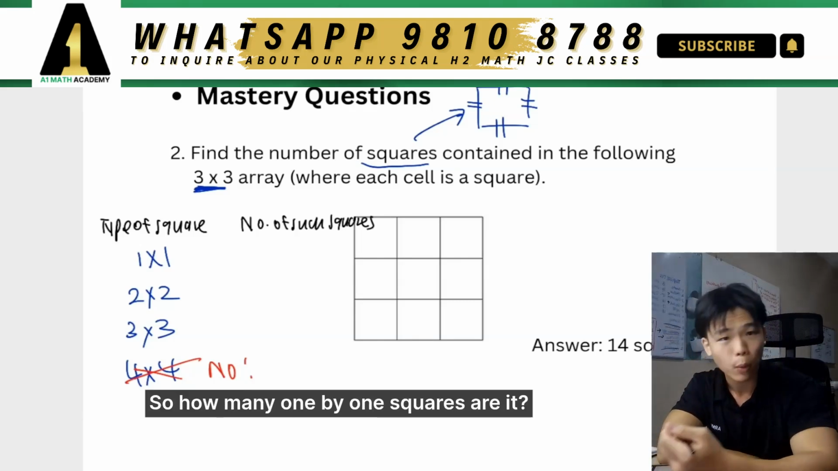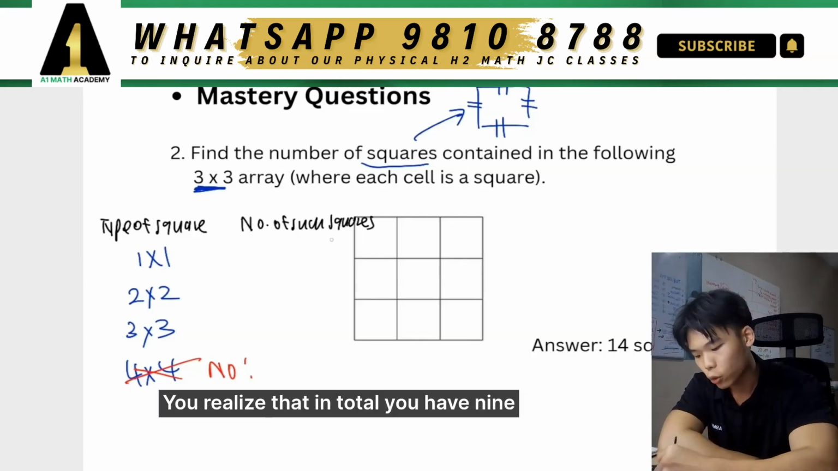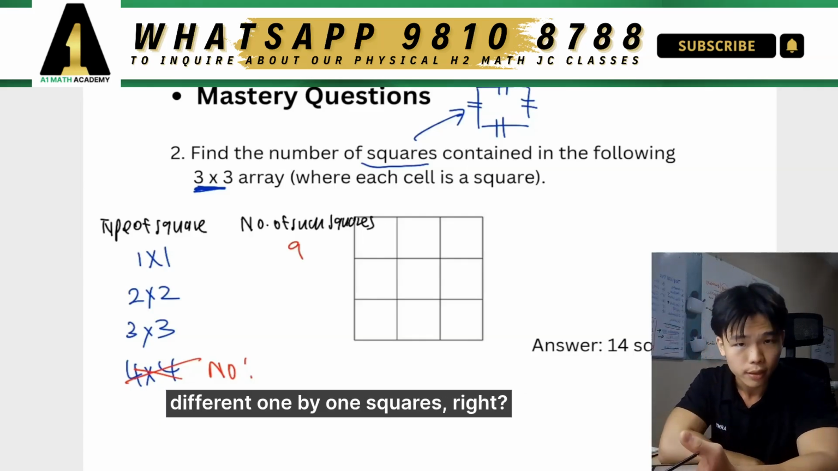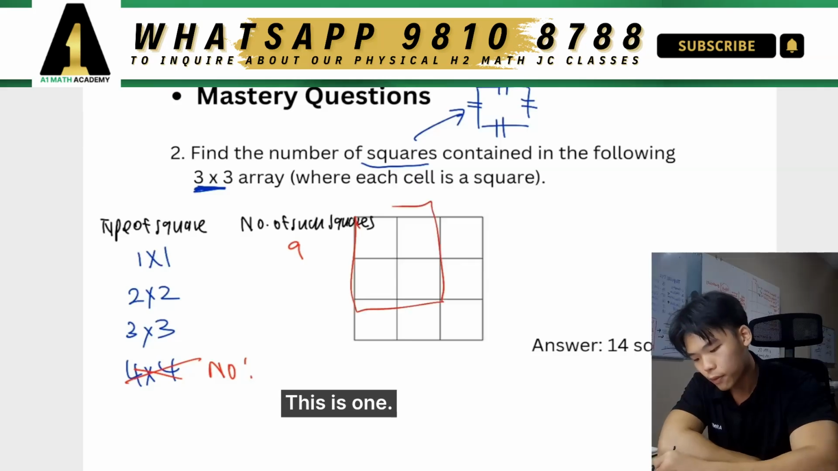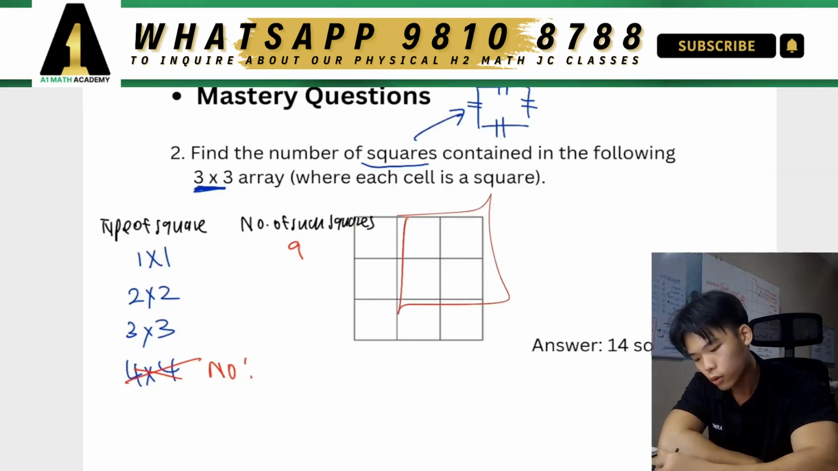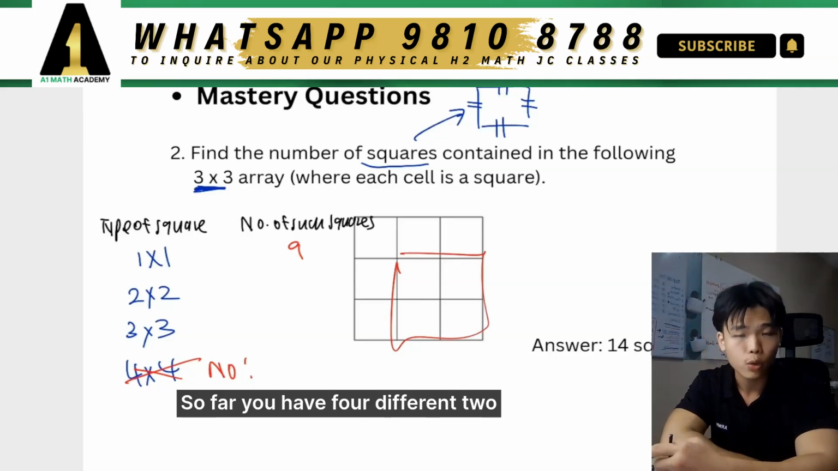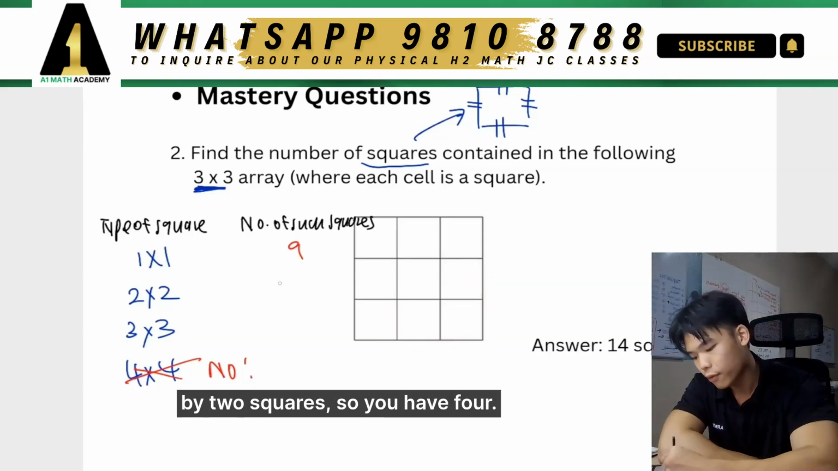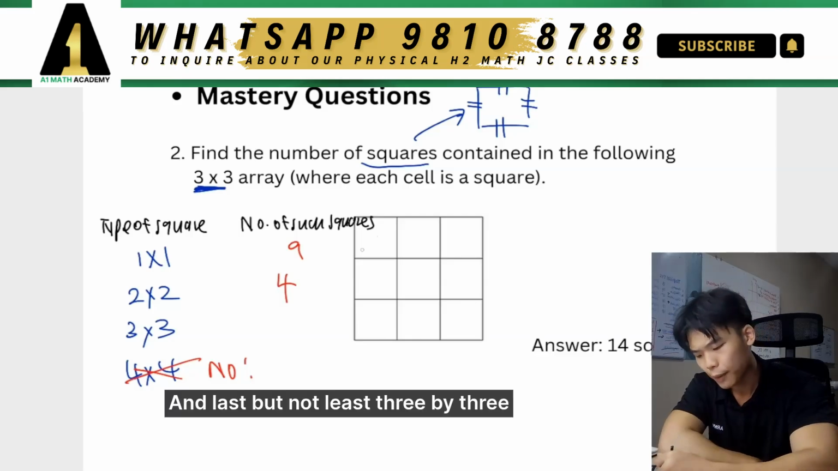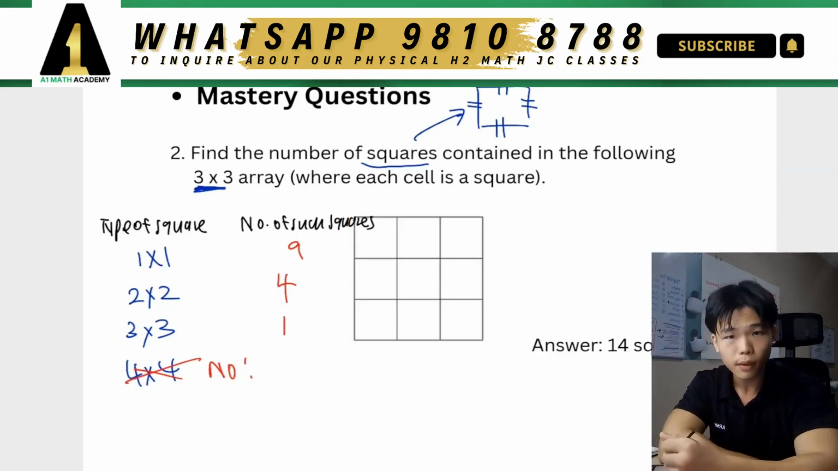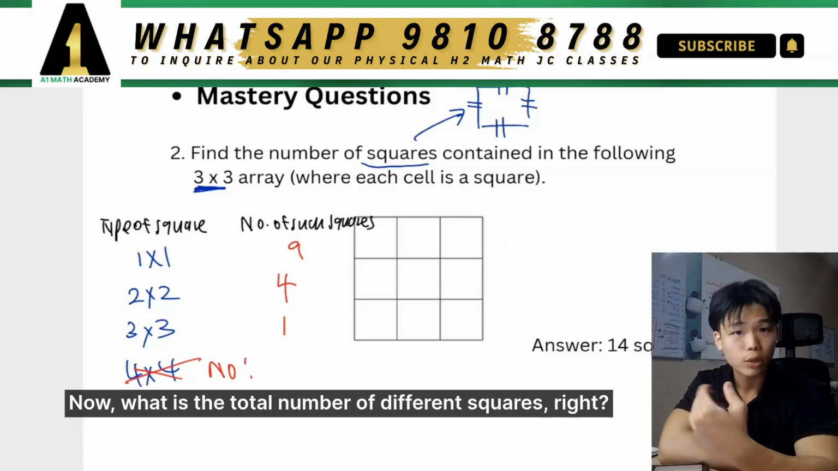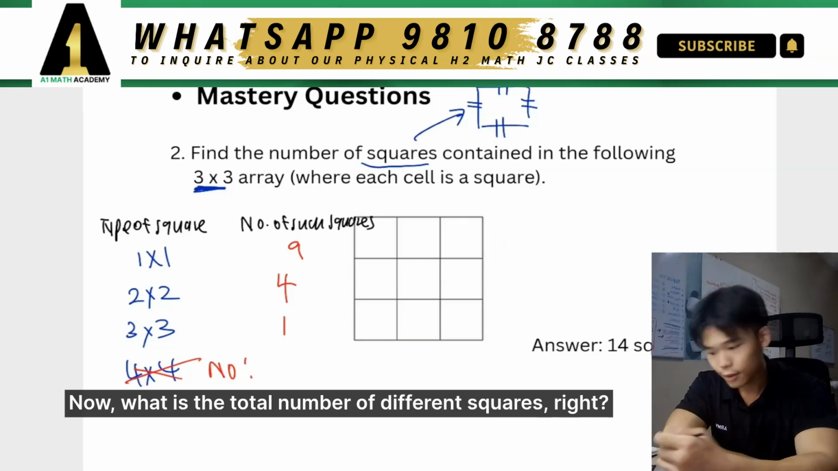So how many 1 by 1 squares are there? You realize that in total you have 9 different 1 by 1 squares, right? How about 2 by 2 squares? So let's count. This is 1, this is 2, this is 3, this is 4, right? So you have 4 different 2 by 2 squares. And last but not least, 3 by 3 will be the whole thing over here. So this is 1.